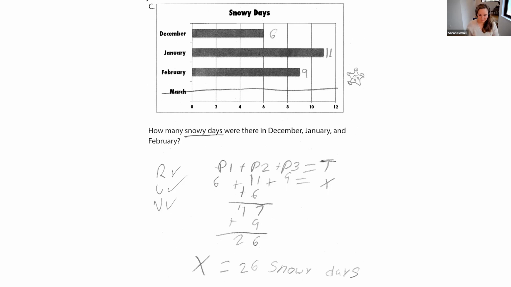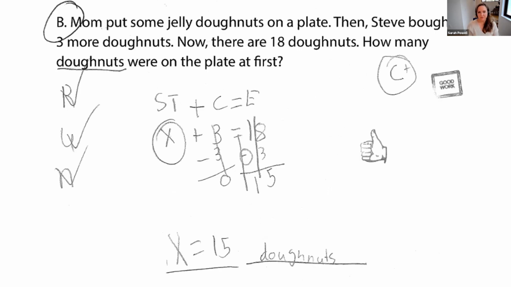Now that's fairly straightforward. So I want to show you how students solve some of these equations that were a little bit more difficult. So this question is that there were some jelly donuts and then Steve bought some more. Now there are 18, he bought 3 more. How many donuts are on the plate? So you can see the RUN strategy is over on the left-hand side. So we've run through the problem and then the student identified this as a change problem. So they wrote the change equation, ST plus C equals E. And then they placed in the information that they knew, and then they marked their unknown.